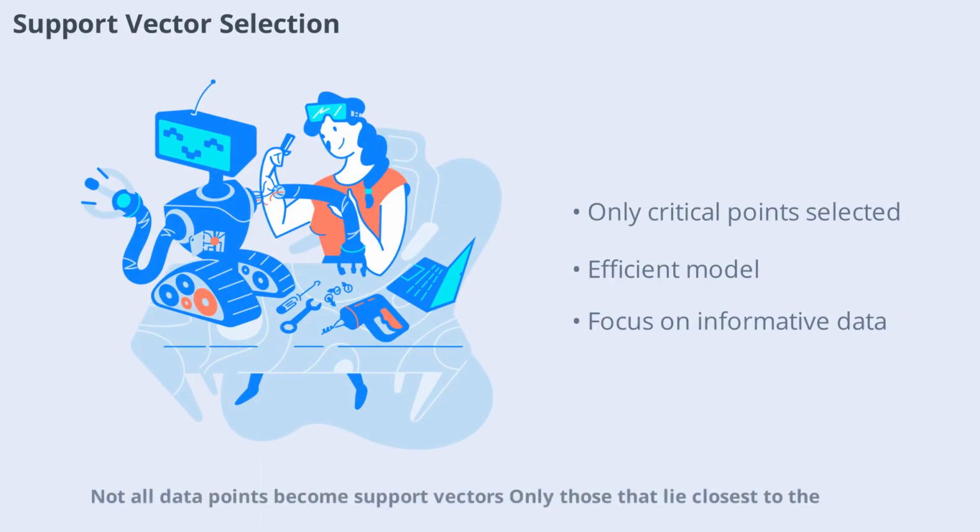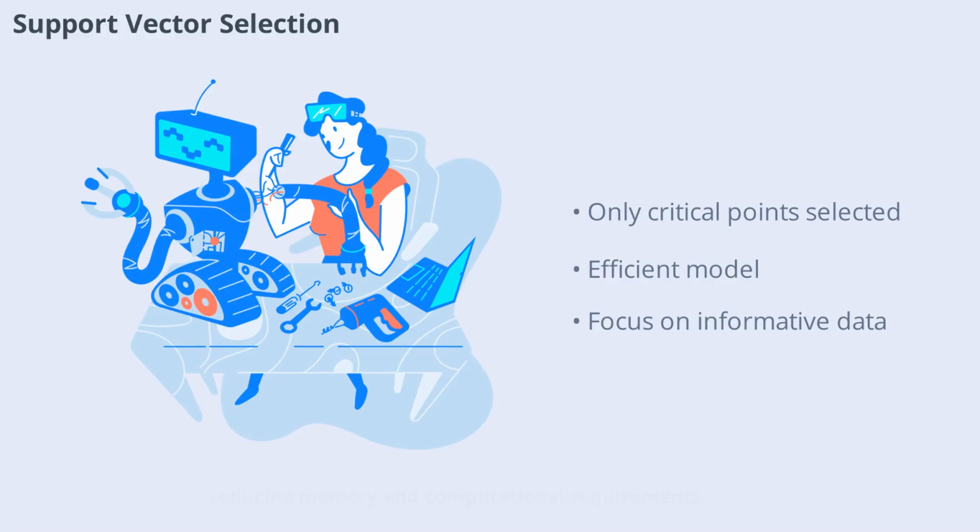Not all data points become support vectors. Only those that lie closest to the margin or violate the margin constraints are selected. This selective approach keeps the model efficient and focused on the most informative data points, reducing memory and computational requirements.